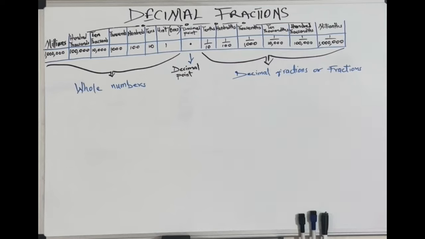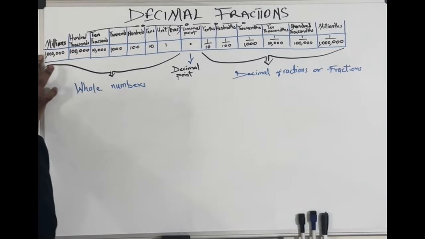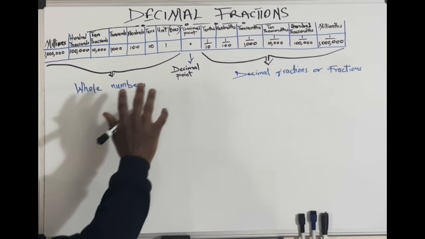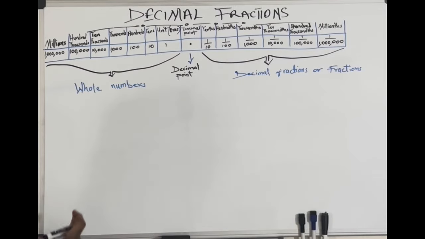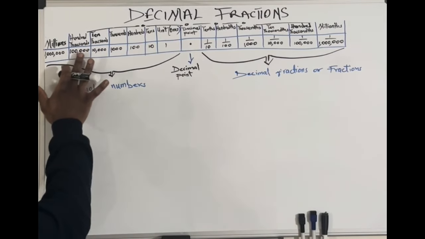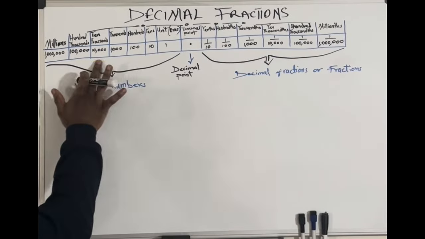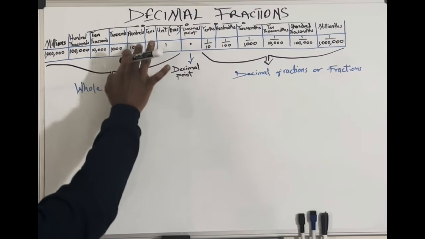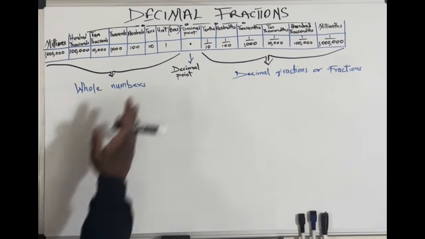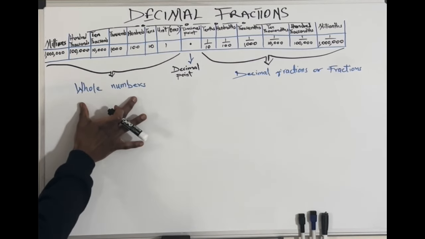So when we're looking at the board, we have millions, which is 1,000,000, with 6 zeros. If you are not able to see it well, please zoom in, because I think the writings are small. We have hundred thousands, ten thousands, thousands, hundreds, tens, units, or ones. And all these are called whole numbers.